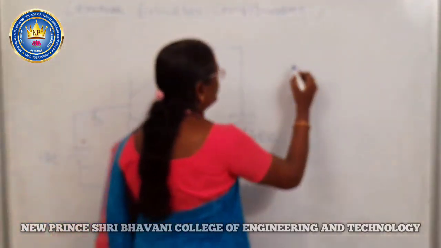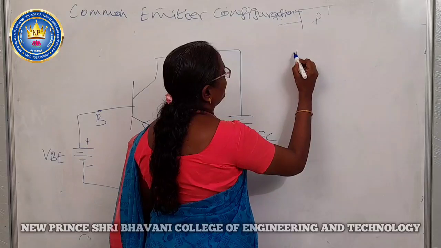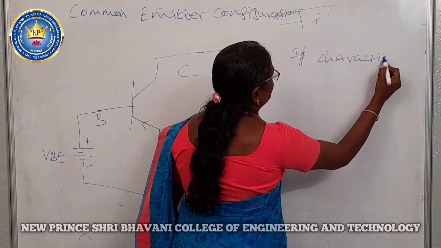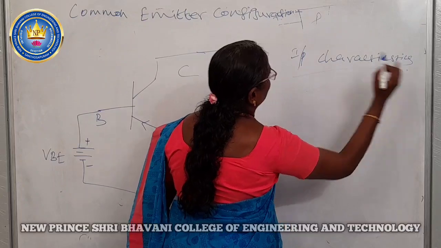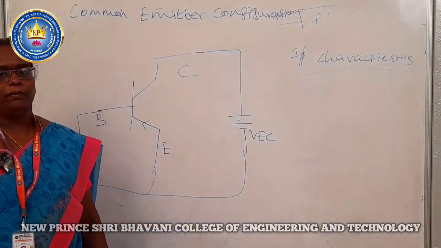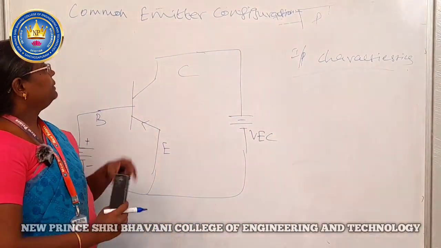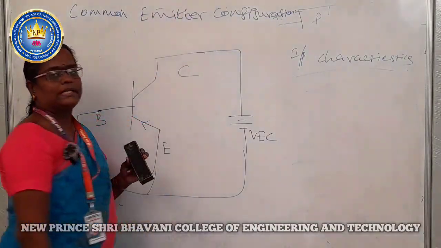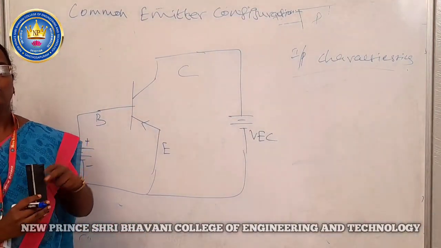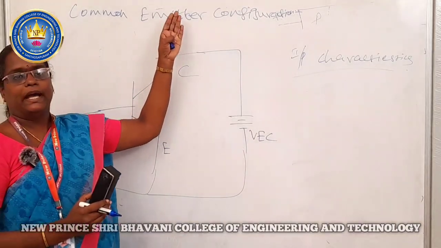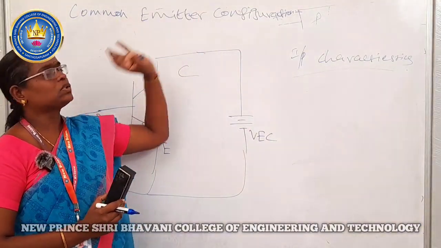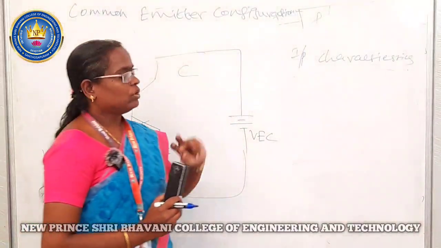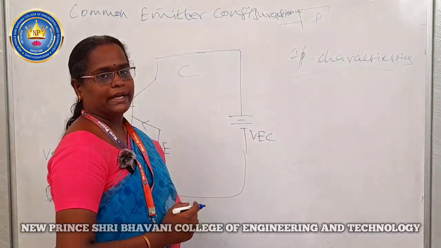Here we have to plot the graphs for the input characteristics as well as the output characteristics. First of all, how to draw the characteristic curve for input. BJT is a current control device. It is called a current control device because the output voltage can be controlled with the help of the input current.